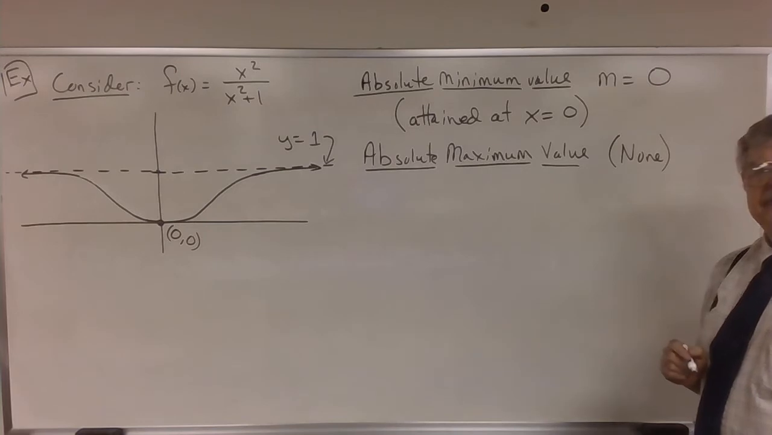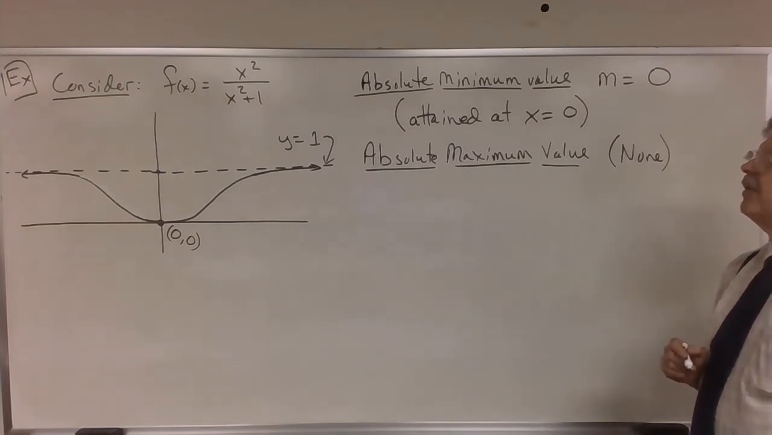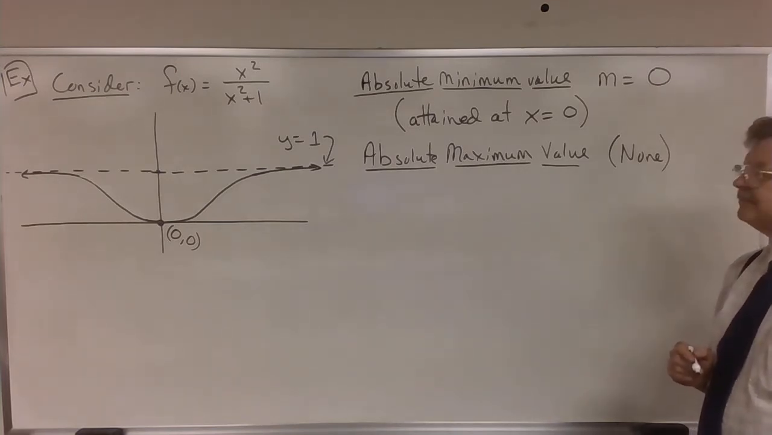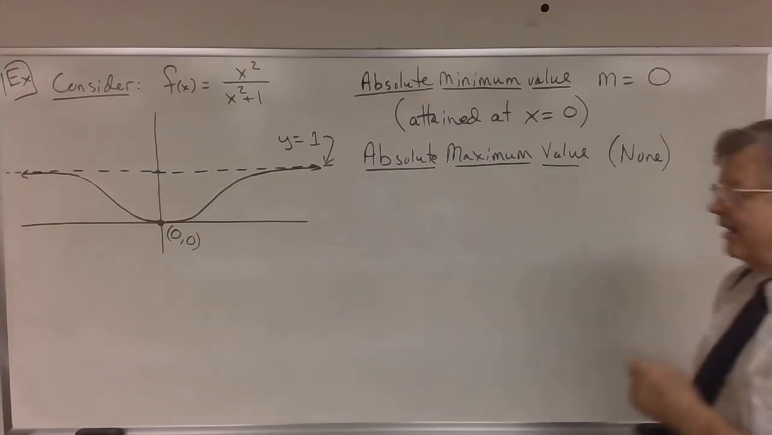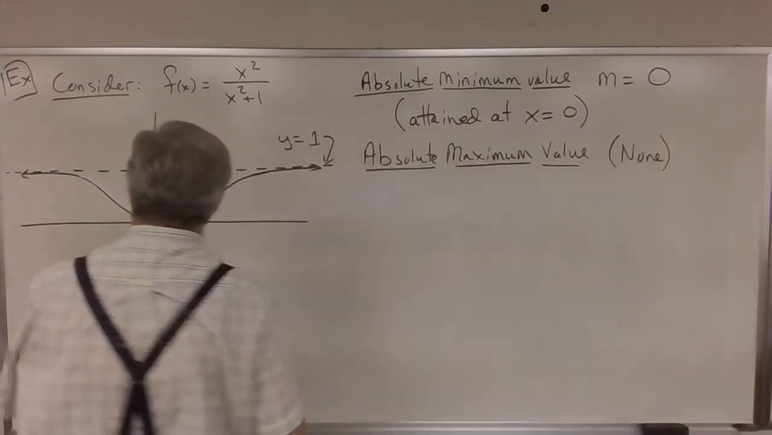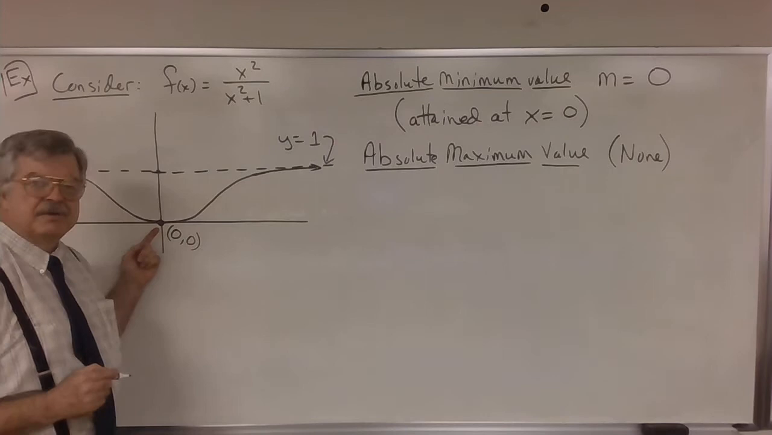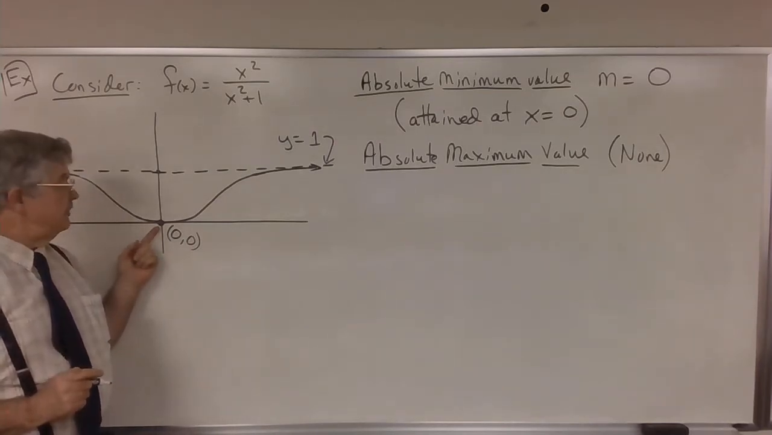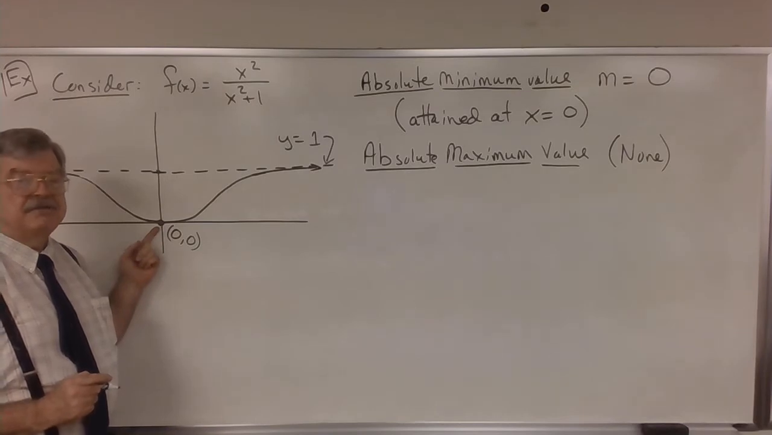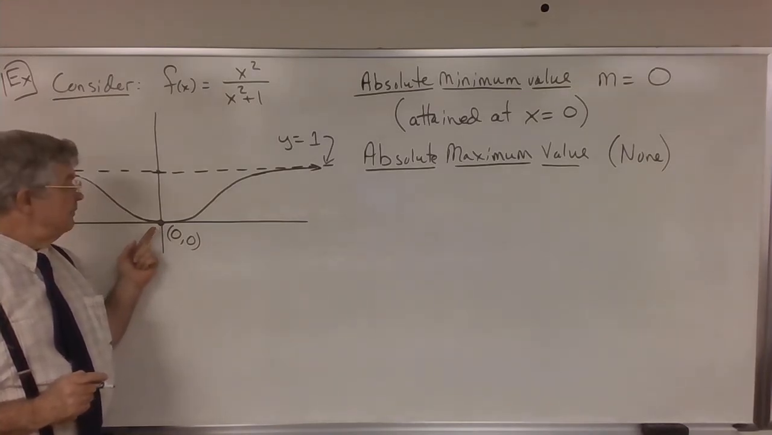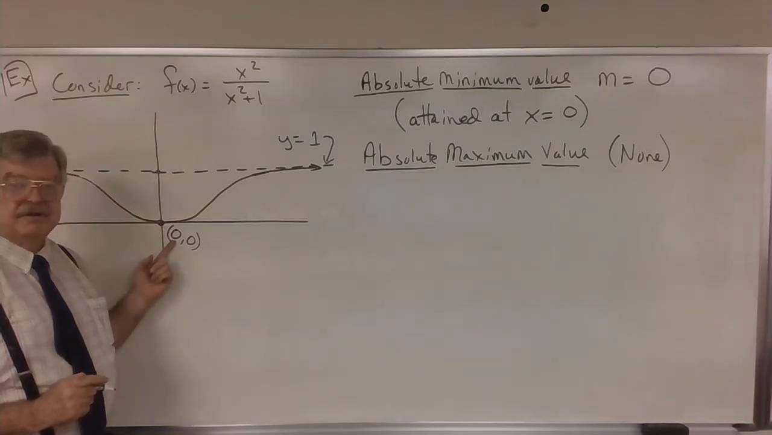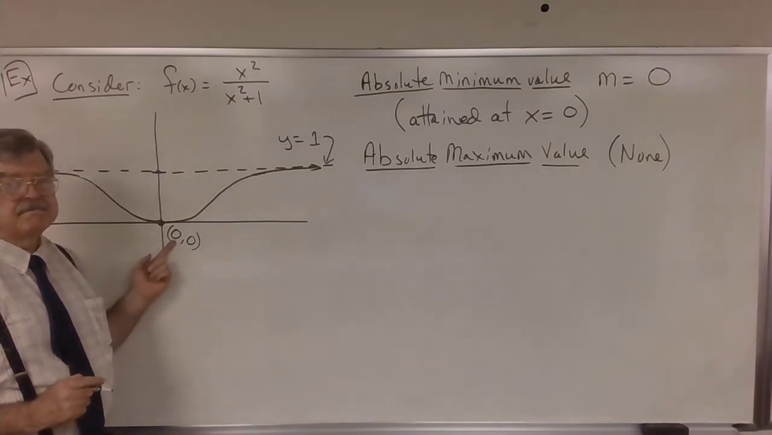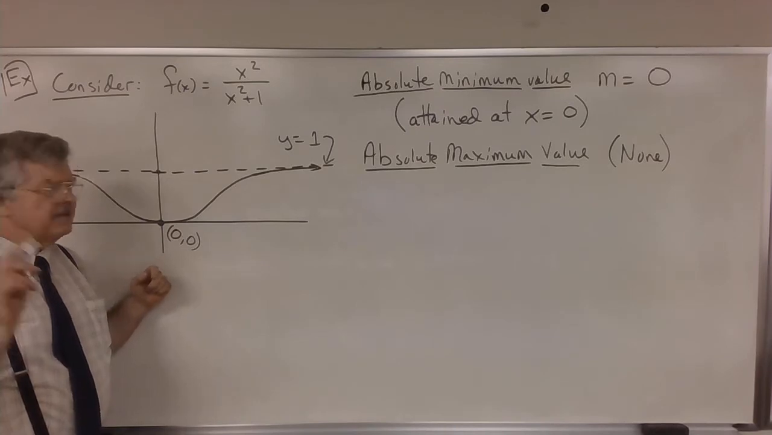Now there is something else I'd like to draw your attention to. The point right here where we have the absolute minimum value. I'm tempted to say that on the graph of f of x, this is a relative minimum. And if it is, that means that x equals 0 should be a critical number, right? Let's check that out.